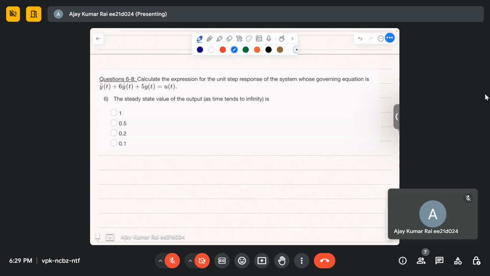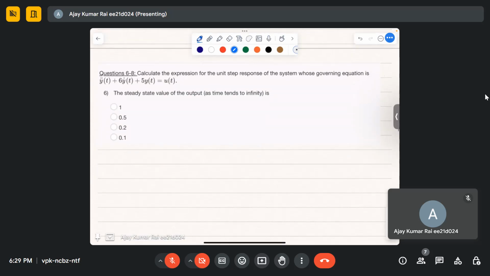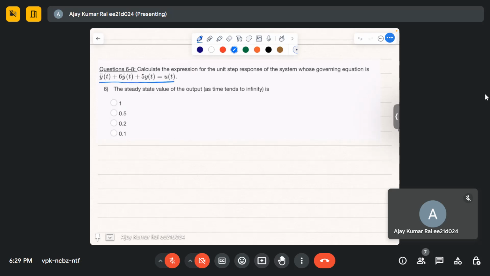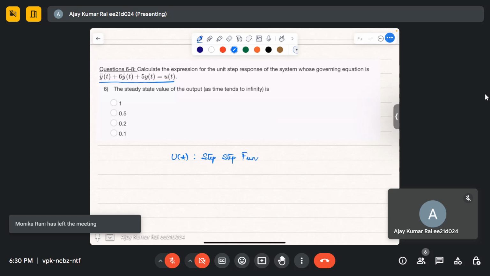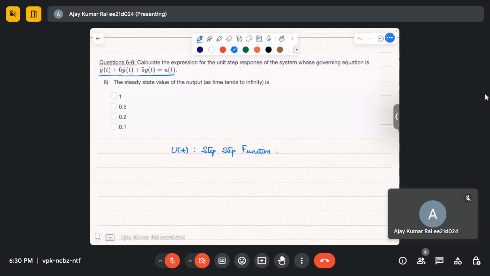So next question we'll do. Question 6 to 8. Calculate the expression for unit step response of a system whose governing equation is given. So we have to find the step response for this. So u of t is, okay, this is the unit step function, right? Let's calculate the expression. So the equation is this.